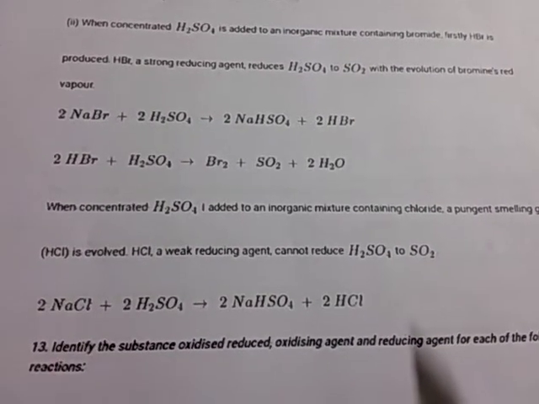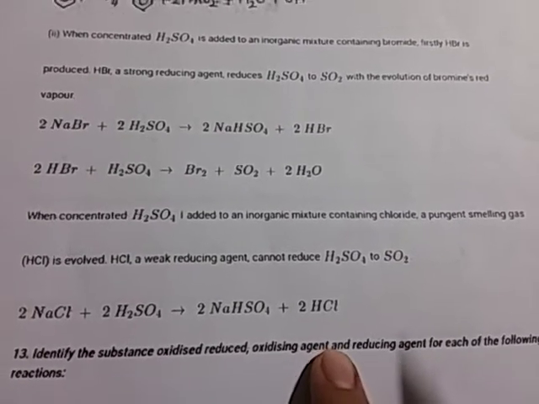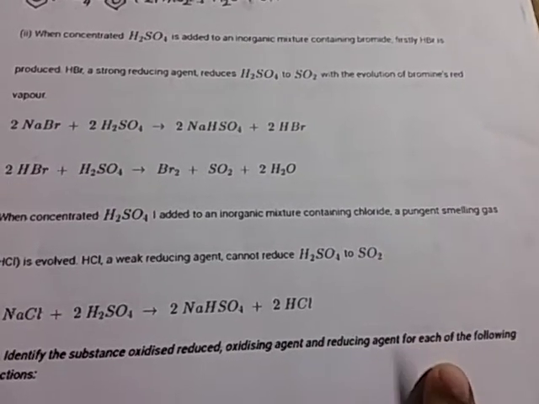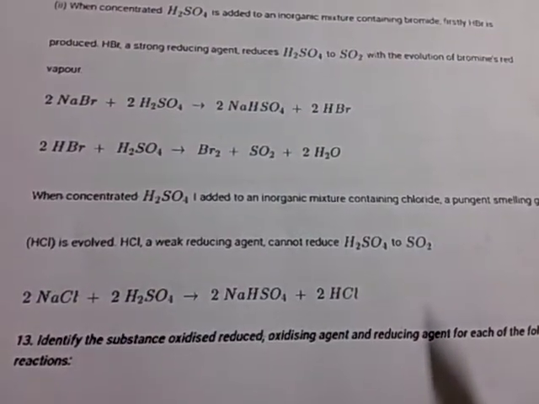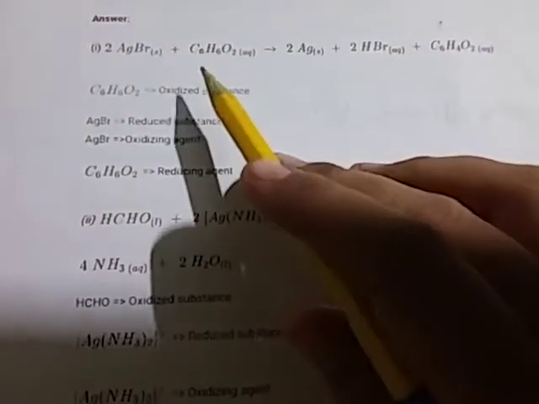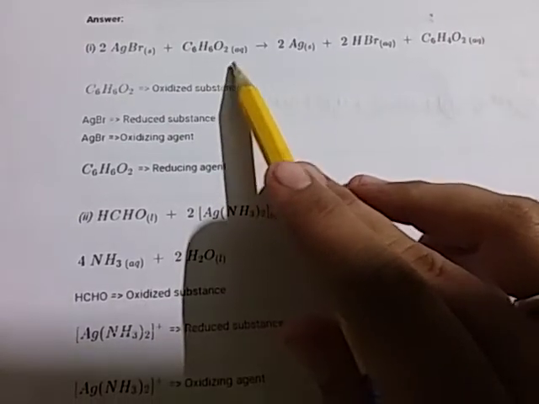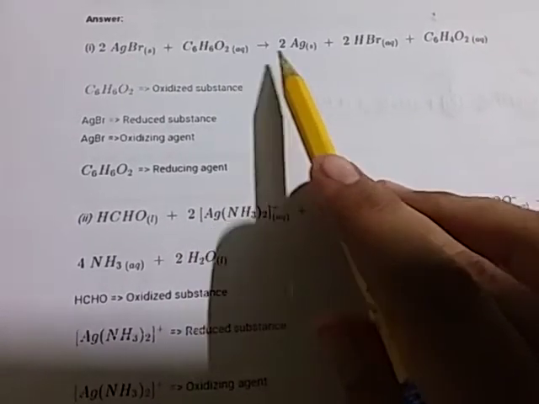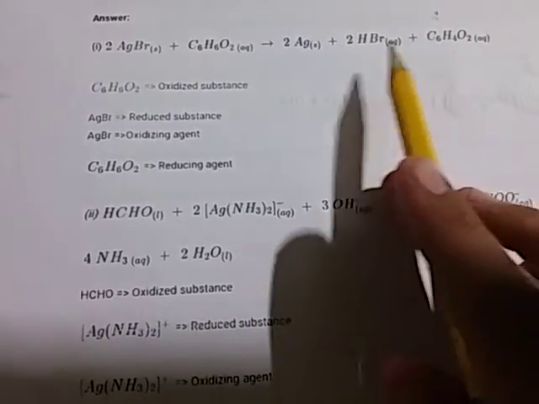Then question number 14: identify the substance oxidized, reduced, oxidizing agent and reducing agent for each of the following reactions. The first reaction is 2AgBr solid plus C6H6O2 aqueous converts into 2Ag plus 2HBr plus C6H4O2.